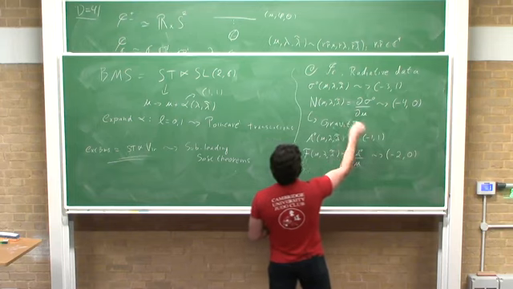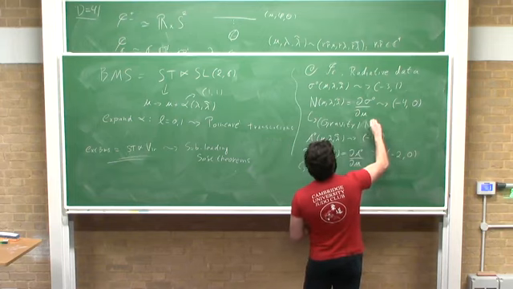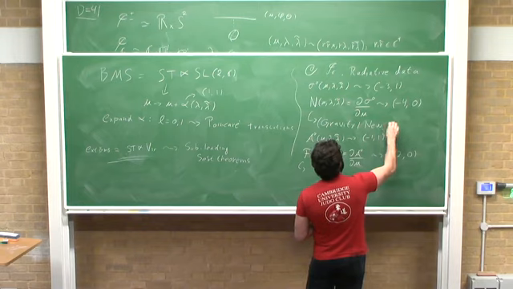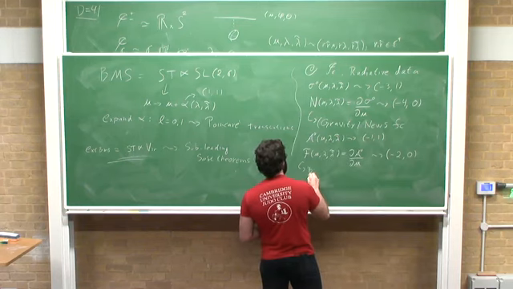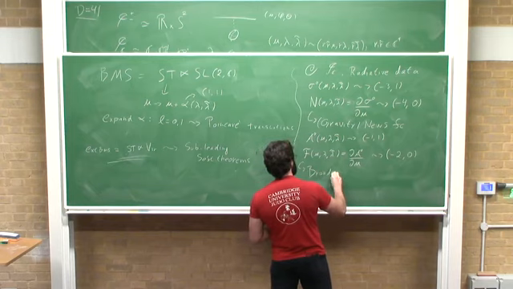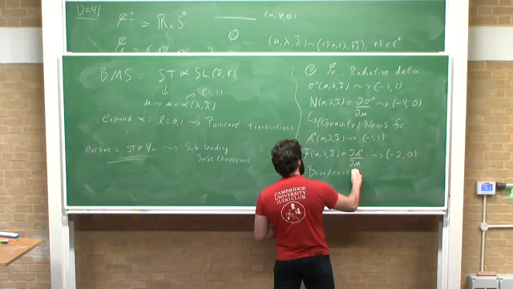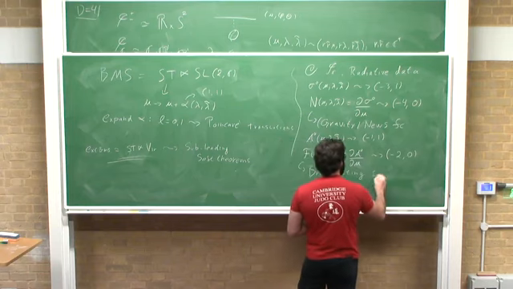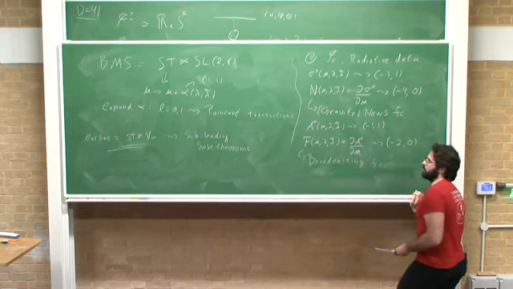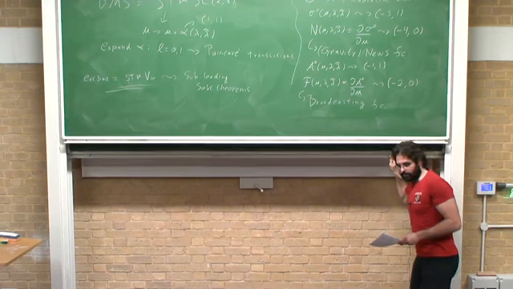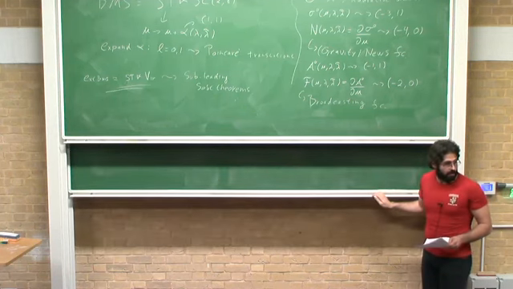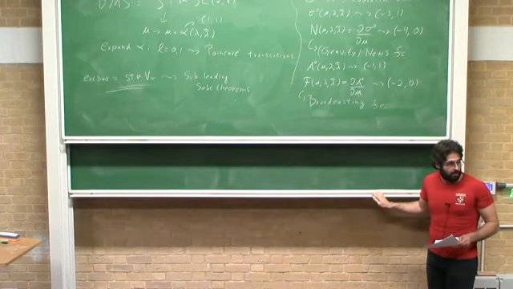So this is the news function. This is the broadcasting function. So those are the things that encode radiative data. And BMS symmetry is relevant in the context of gravity.